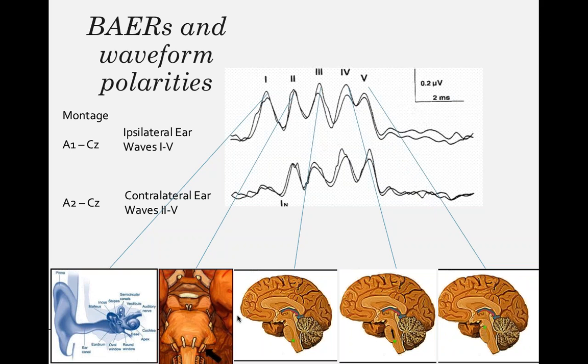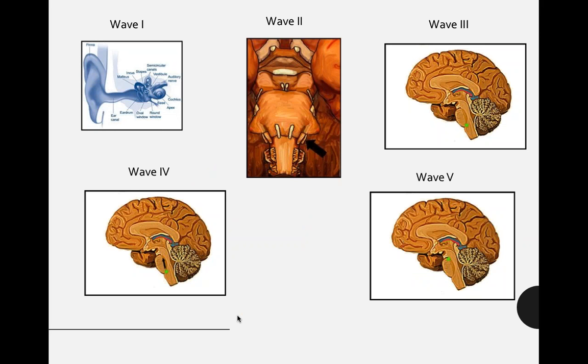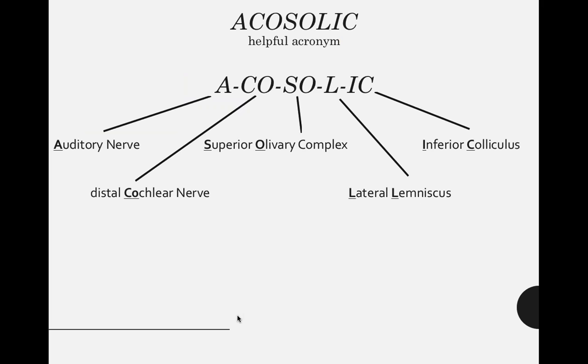And again, we're going to go into more details of this. These are those pictures again, and we're going to see them a little more. Waves 1 through 5. It's important to know where these waves are generated, where along the auditory pathway these waves come from, because it's going to help you come to conclusions about what you're seeing when some of these waves change. Now, the helpful acronym that I usually use is ACOSOLIC.